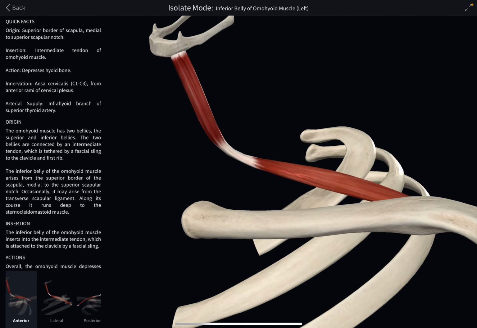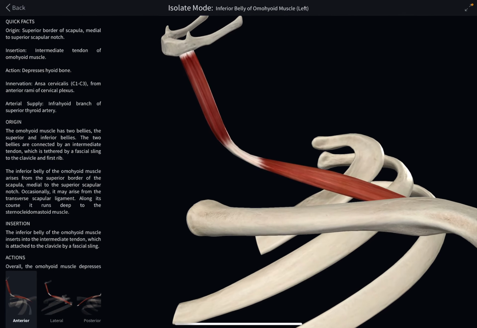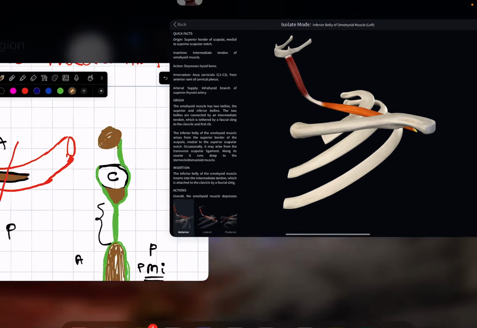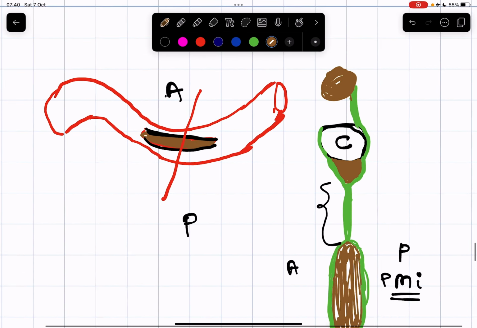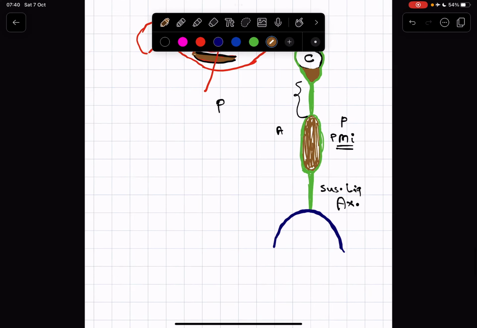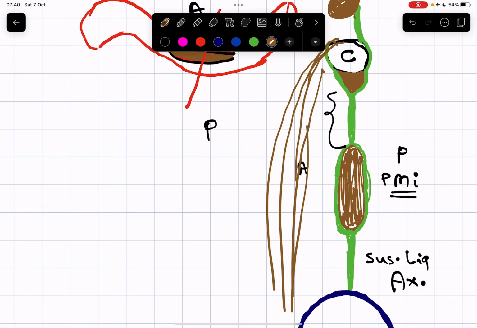Now you can see the inferior belly is very close to the clavicle. So the inferior belly is anchored to the clavicle by the extension of the posterior layer of the clavipectoral fascia. This is the section of the pectoral region. All the structures will be covered by the pectoralis major muscle, like this. So it lies deep to the pectoralis major.